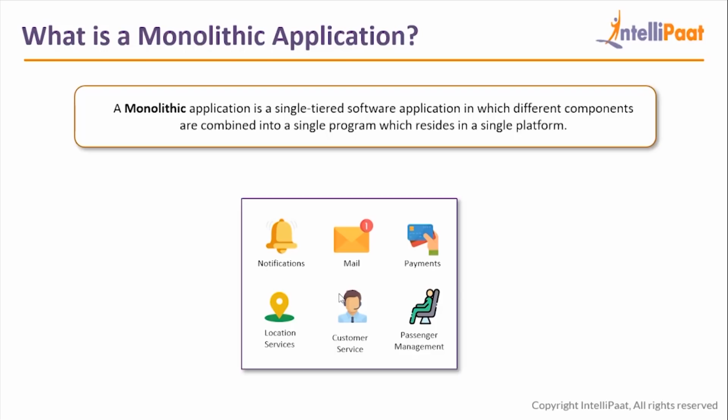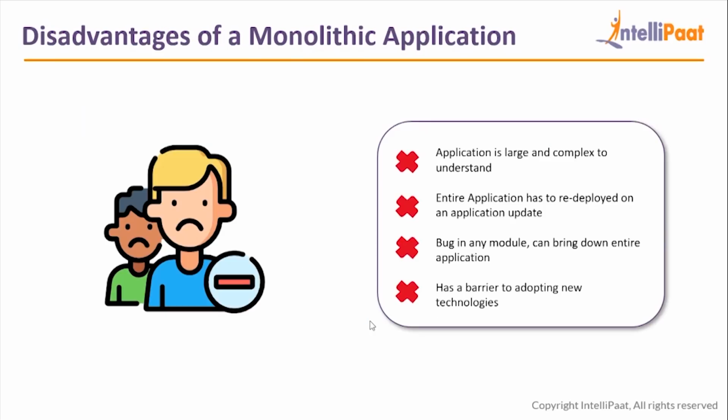That happens, right? So all of these are dependent on each other. All of these small things like notifications, mail, payments, passenger management, customers, these are all small modules of a program. If these modules are interdependent to each other, it will be called a monolithic application, right? But when we talk about the disadvantages of a monolithic application, they are the following.